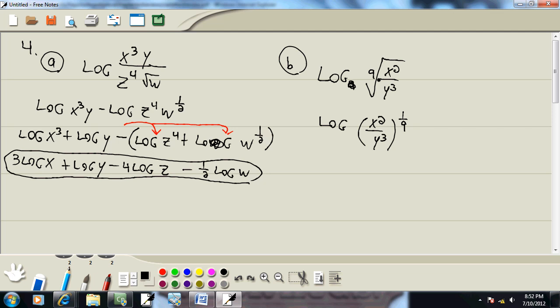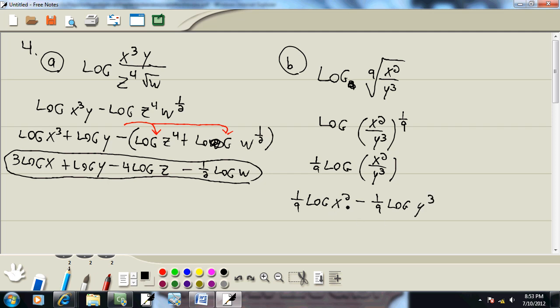Again, whatever number's in this little slot here, that's your index, goes in your denominator. Now, the main thing happening here is we're taking everything to the 1/9 power. So I can take the 1/9 and put it out in front. And then that gives log x squared over y to the third. Well, now the main thing happening is division. And division becomes subtraction. And we have to keep that 1/9 out in front of all the logs. So that gives us 1/9 log x squared minus 1/9 log y to the third.